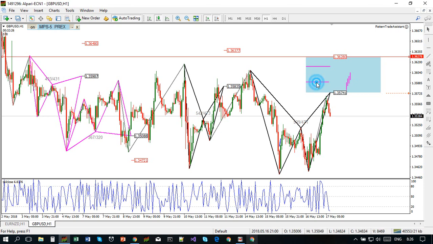Sorry if I'm not very good at drawing. Hey, come on. Maybe this should go higher. Like this, and this should go lower. Like this. Into thirds.